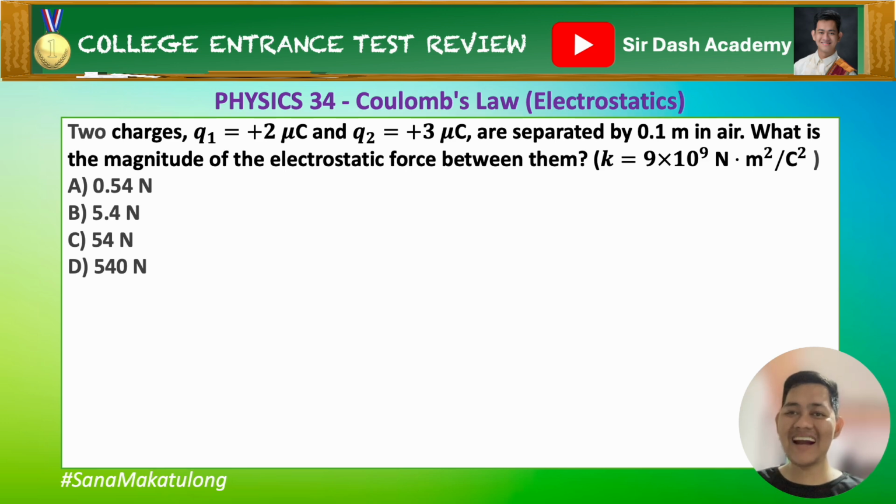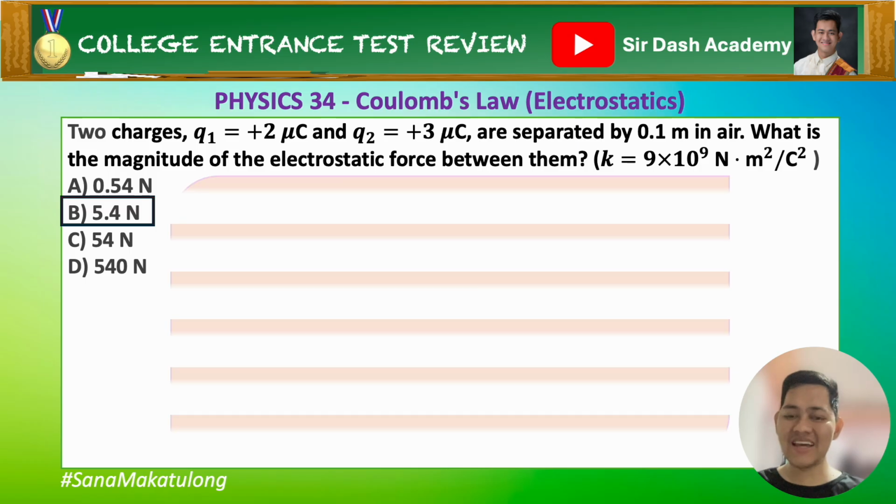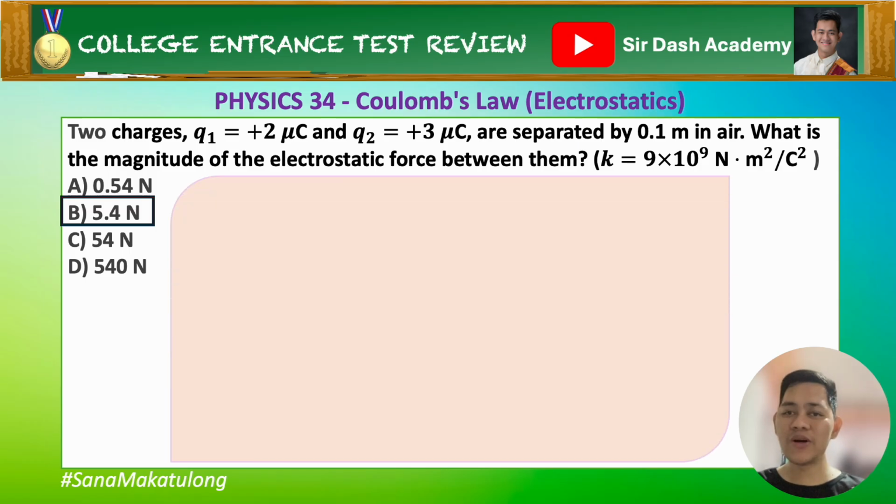Alright. The correct answer is letter B. 5.4 newtons. Bakit? I-recall natin. Yung Coulomb's law, kung naalala nyo yung equation, F equals KQ1 Q2 over R squared, it gives the force between the two charges. Ito yung electrostatic force na tinatawag natin. Directly proportional to dun sa may product ng charges kay Q1 times Q2 and inversely proportional naman sa square ng distance sila. Kaya may over R squared.